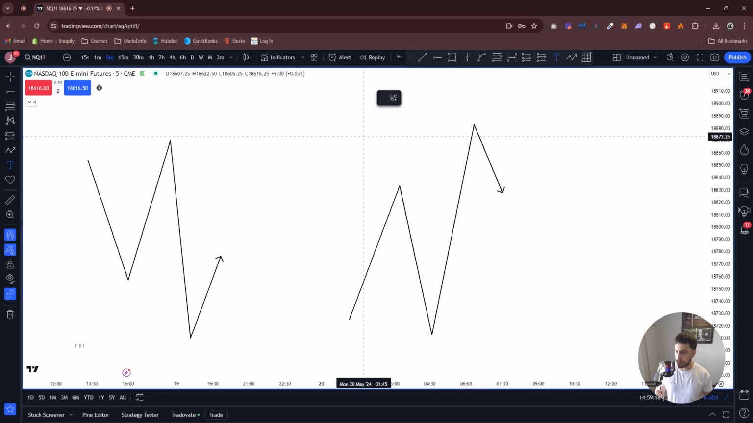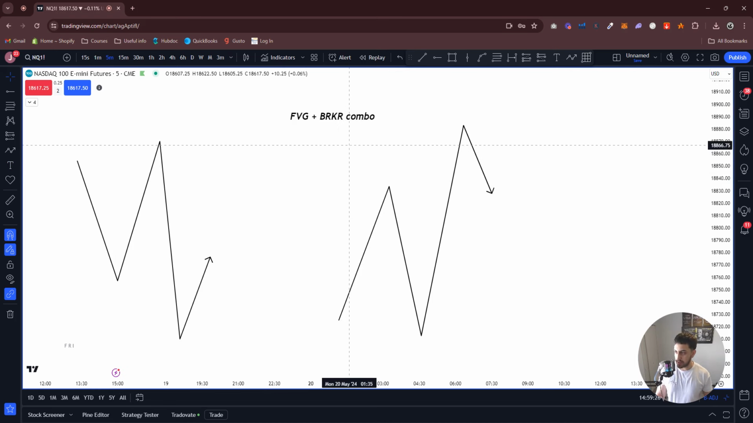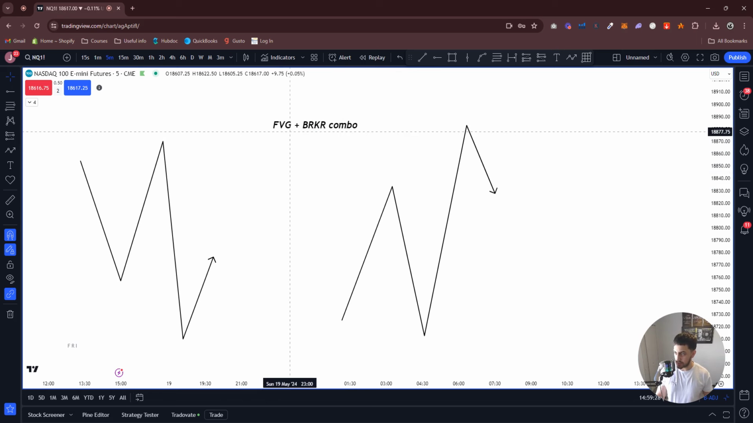So the unicorn is going to be an FVG plus breaker block combo, okay? That's what a unicorn is. That's all it is, right? It's just a fair value gap plus a breaker, overlapping with each other. Now, sometimes you'll see that with unicorns, you don't need a tap of the breaker all the time. Sometimes you'll get it, sometimes you won't.